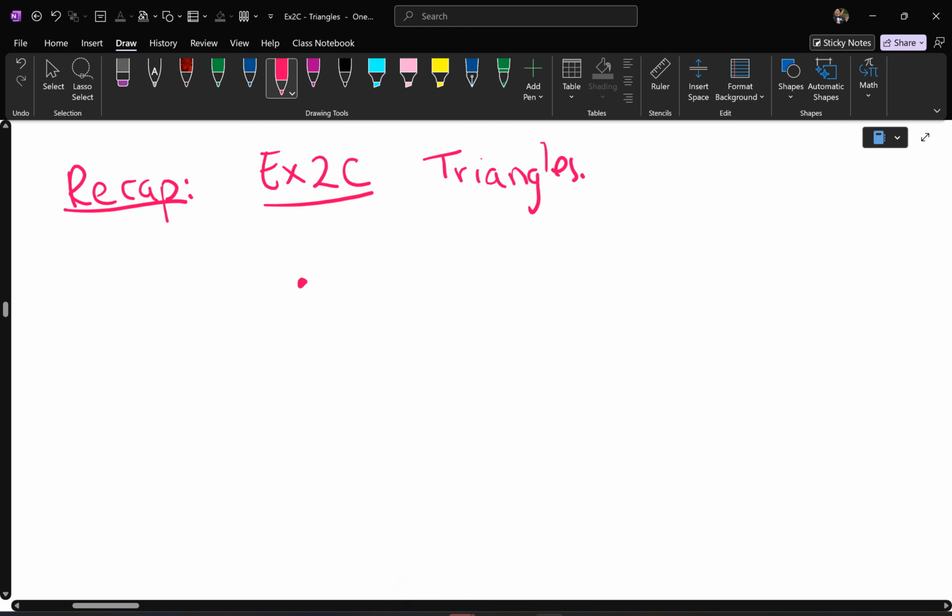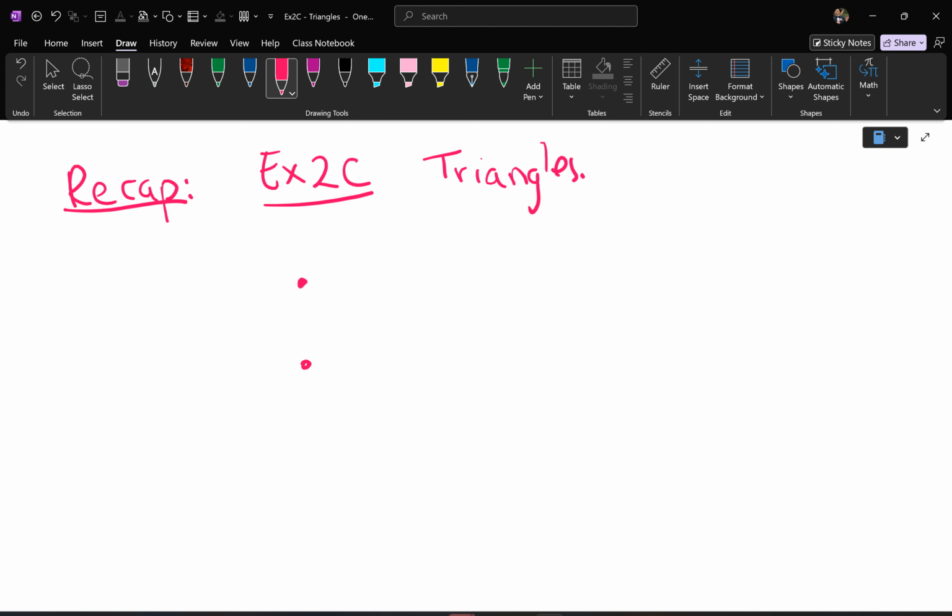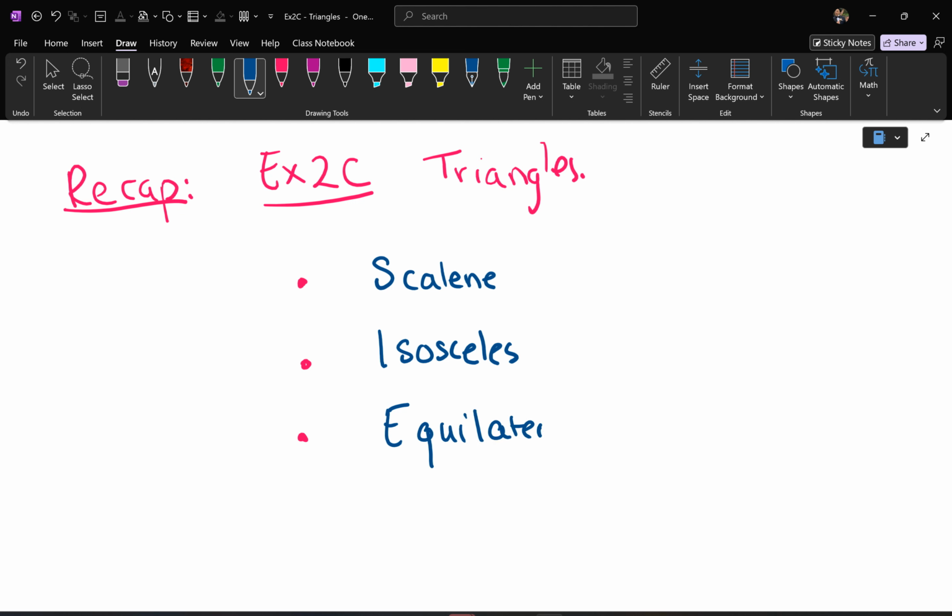There are three types of triangles that are the main ones. Name the three types of triangles that we have copied down in terms of our notes. Name me one type of triangle. Let's go, Leon. We have a scalene type of triangle. Name me another one. Yes, Elliot. Isosceles. Very good. Name me the last common one. Yes, Elizabeth? Equilateral.